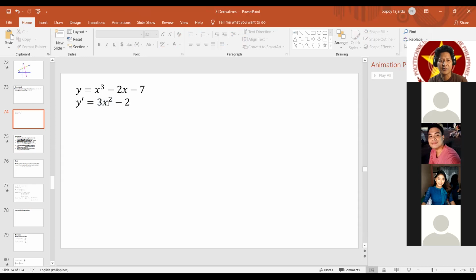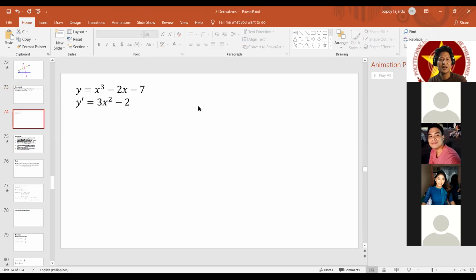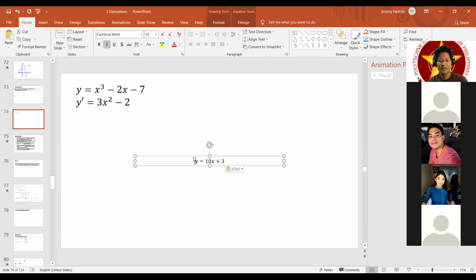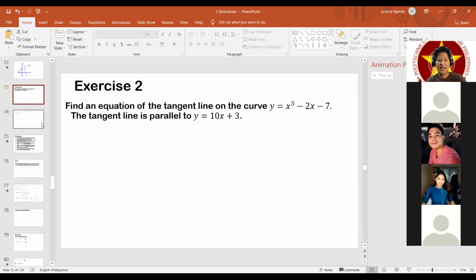So anyway, continuing this, ito na yung magiging derivative niya. Kanina, after getting the derivative, magsasubstitute tayo ng point. Kaso wala tayong point ngayon. Pero ang binigay ay yung line, let's call it L. Wherein this L is parallel daw sa tangent line.